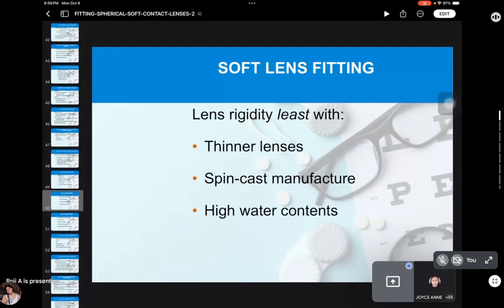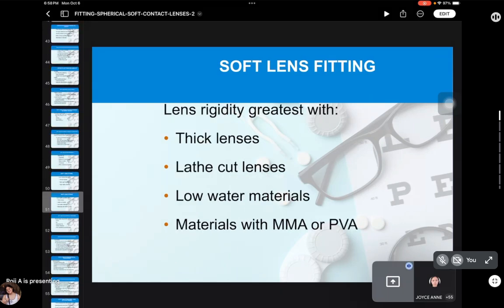And this is spin cast manufacture. To compare with harder, which is thicker, lathe cut with low water content. For RGP, that would be materials with MMA. For soft, we also have methyl methacrylate and polyvinyl acrylate.